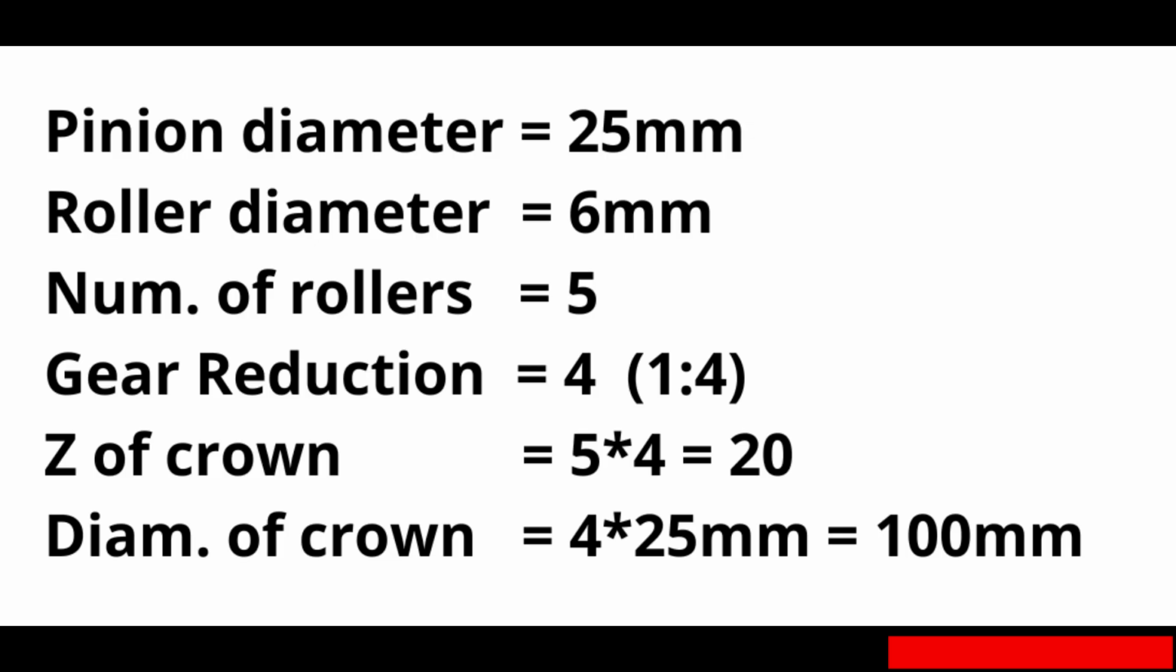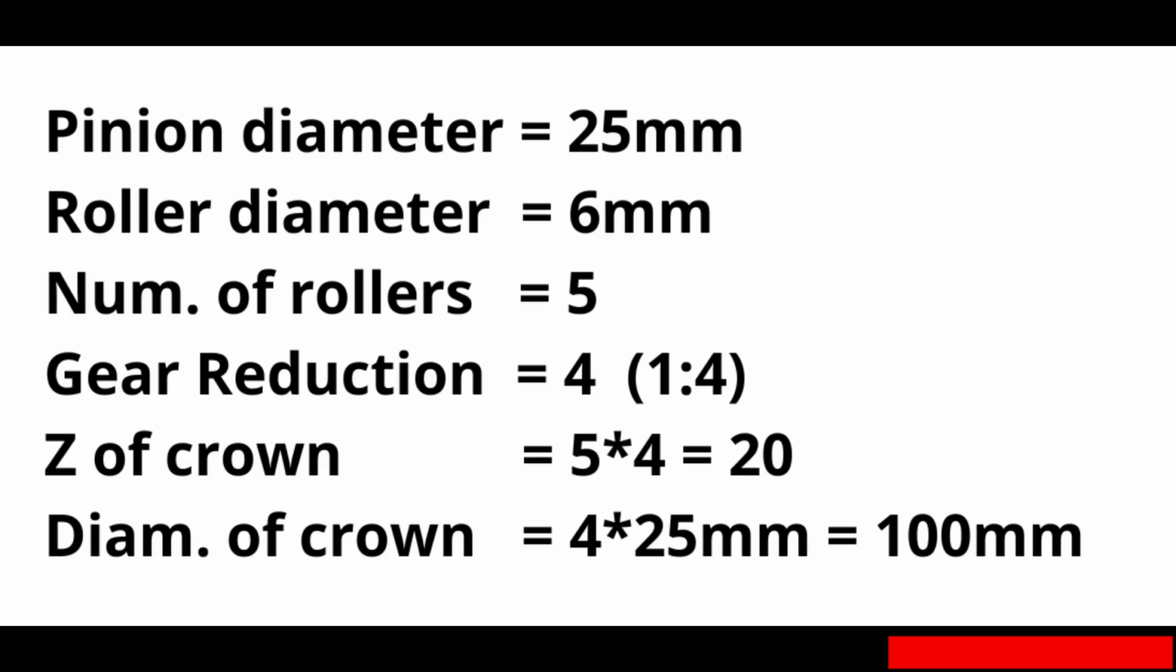First, we want to define some parameters. We need the pinion diameter, which in my case is going to be 25 millimeters. We need the roller diameter, which I'm going to use 6 millimeter rollers. We need the number of rollers. This is the equivalent to the number of teeth in our pinion gear. I chose 5 rollers. Finally, we need the overall gear reduction we want to achieve.